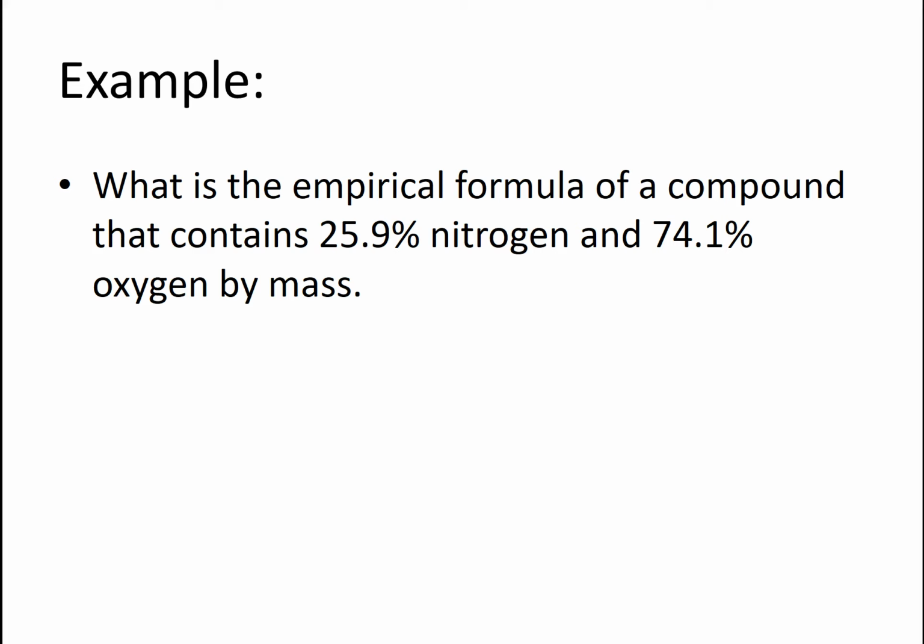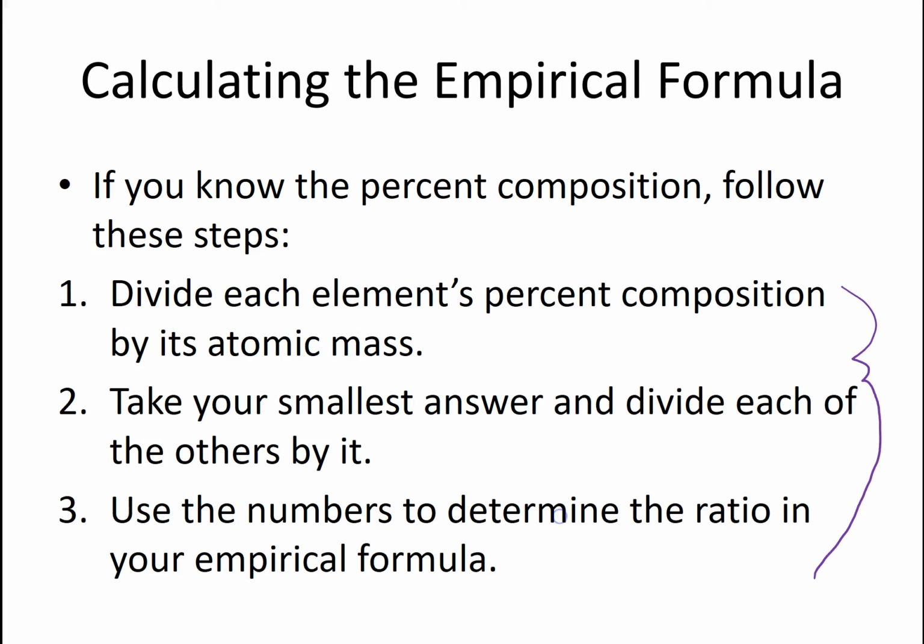So we have an empirical formula for a compound that contains 25.9% nitrogen and 74.1% oxygen by mass. All right, so we know that percent composition already. What we don't know is that it's some sort of compound formed between nitrogen and oxygen, which could be lots of different compounds. There's lots of ways nitrogen and oxygen can combine molecularly. All right? So we're going to use this information to determine the empirical formula, at least the ratio of nitrogen to oxygen. Okay? So how we do that, remember, step one, divide each element's percent composition by its atomic mass.